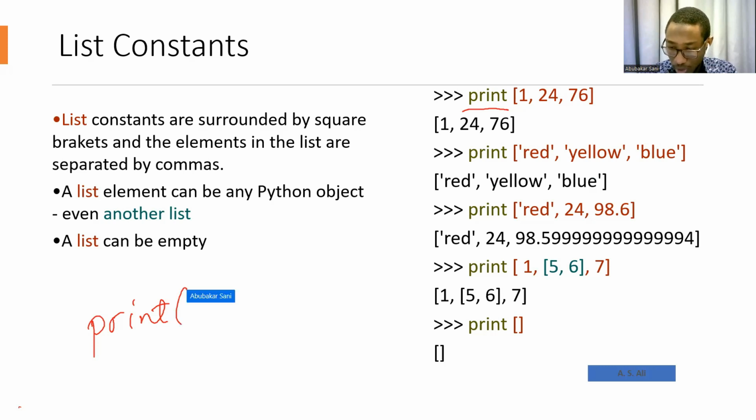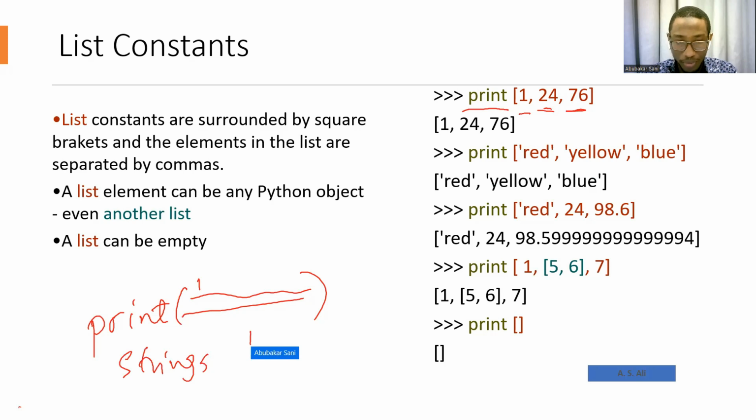Normally we use brackets open and bracket close, and whatever we put inside is going to be printed out for the user to see. Here we are printing a list of numbers. This list contains three numbers: the number 1, the number 24, and the number 76. So unlike the previous list that contains strings, this one contains only numbers. However, the next list contains what? Strings. Okay, you can see this is a list of colors: red, yellow, blue.